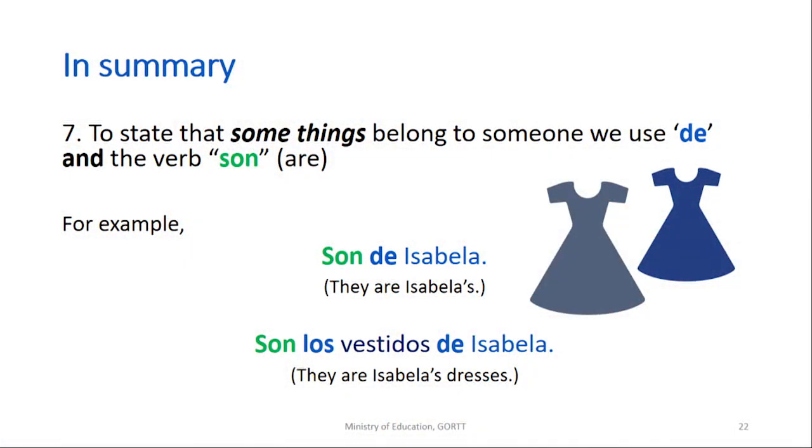Additionally, to state that some things belong to someone, we use de and the verb son, which means are. For example, they are Isabella's, son de Isabella. They are Isabella's dresses, son los vestidos de Isabella.